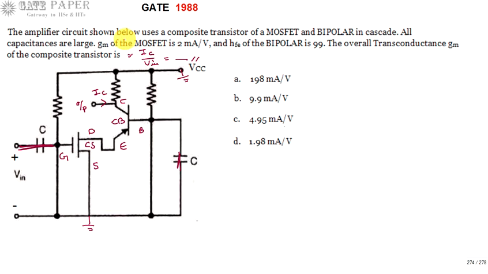It's going to be treated as a cascade connection. Generally, a cascade is CE followed by CB, but you can also go with CS followed by CB for better results. So this is a cascade connection. Okay, now we will see how to calculate the overall transconductance. Already we have defined overall transconductance as IC by Vin.